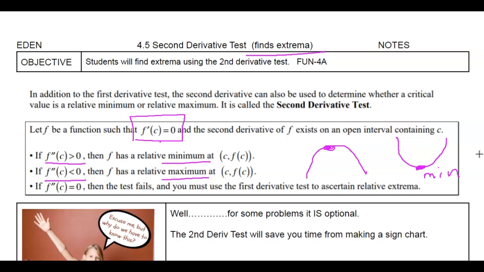That's the idea. Now, if your second derivative at the critical point is 0, it doesn't mean you don't have a max or a min, okay? What it does mean is that the second derivative test fails, you can't use it, and so go back to that first derivative test and use your signs. There's a lot of different reasons why this might happen, so I'm not going to go into that.